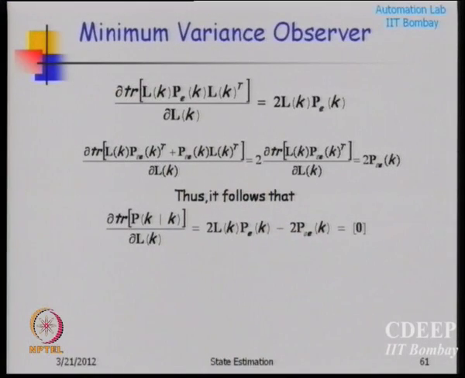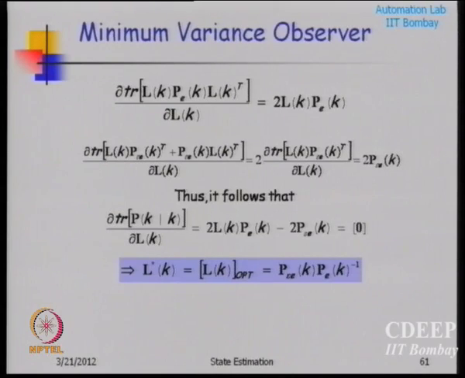So finally, when I do this, I will get this result. So what is the optimal gain? The optimal gain is this L star, which is P epsilon E K into P E E inverse. This is my optimal gain. If I use this value of gain, I will get the smallest possible variance P_{k|k}. This is the seminal result put forth by Kalman.